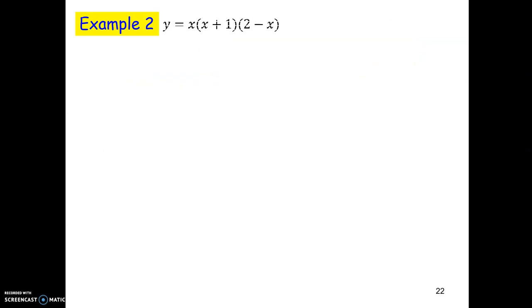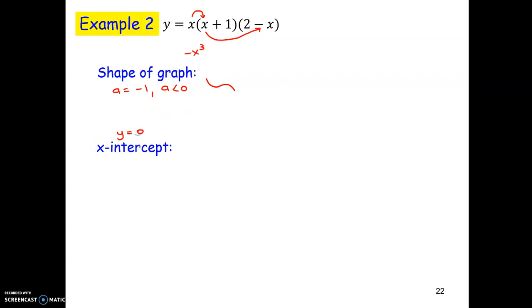Okay, so the second example, we have y equal to x, x plus 1, 2 minus x. So shape of the graph, let us try to expand them so that I can see what is the coefficient of x cubed. So x multiplied with x is x square multiplied with negative x is negative x cubed. So that means a is equal to negative 1. A less than 0, so when we draw our graph, we have to start from the left hand side.